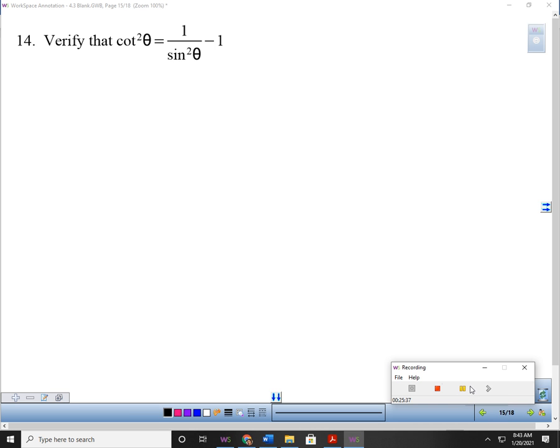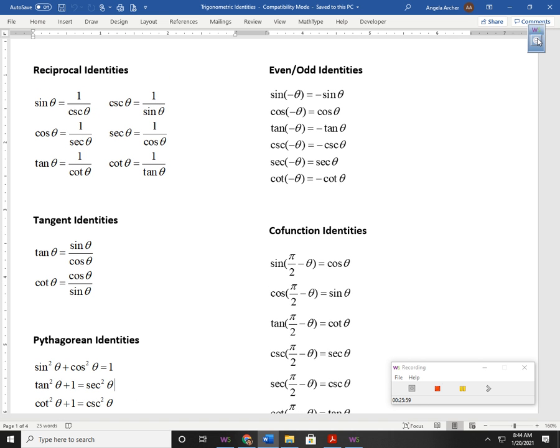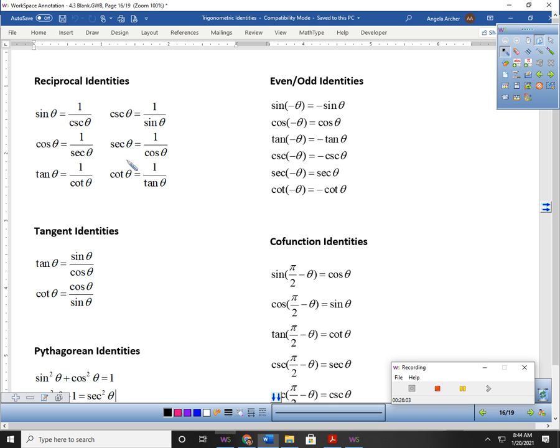All right, 14. Again, we're verifying again. Start with the side that is the most complicated looking. That would be this side, right? So everything is already written in terms of sine and cosine, but I don't like this fraction, okay? And I believe I've mentioned this before, but maybe I haven't, so I'm going to mention it now just in case. These all work no matter what the power is. Like, on your Pythagorean identities, I can't change these squared. Like, that's just what they are, right?